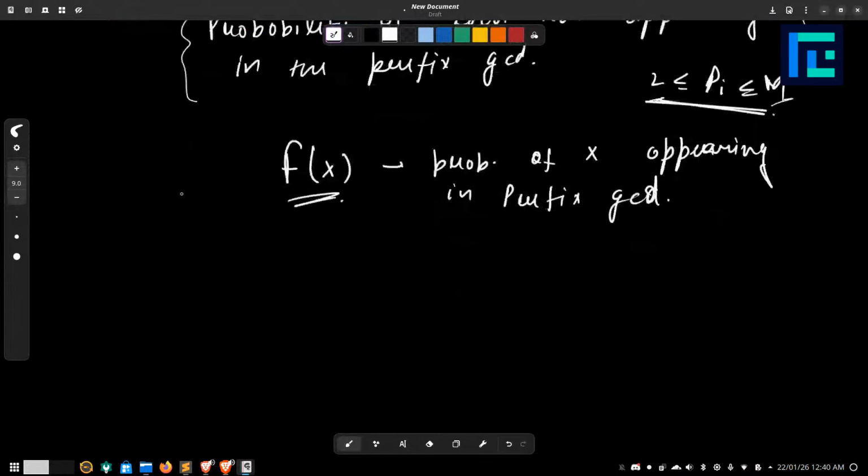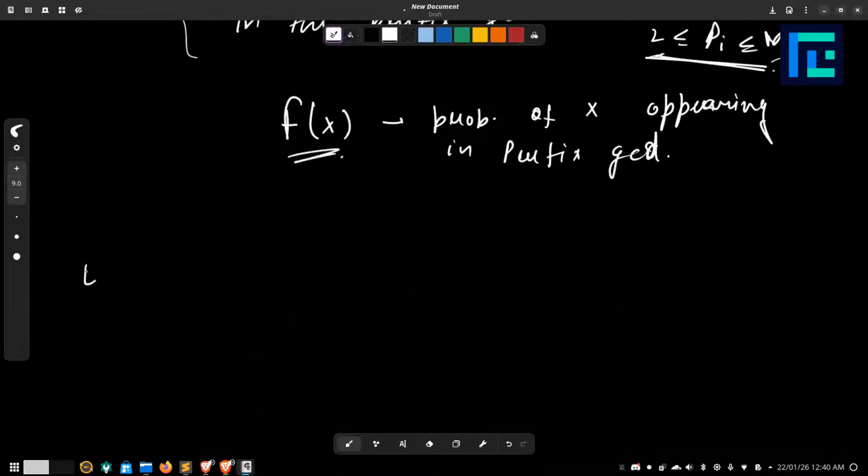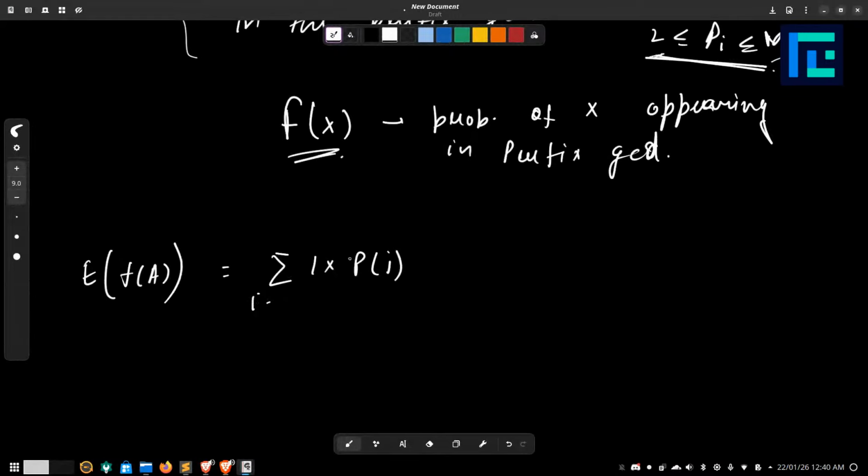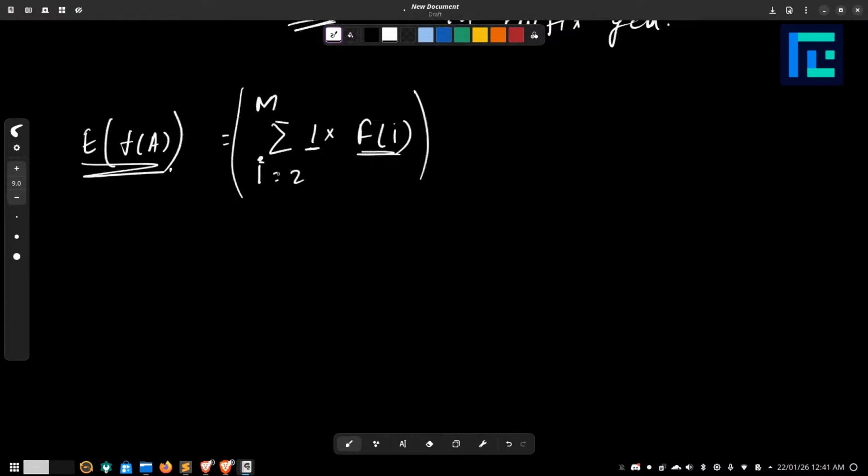what will be the expected value of f of a? The expected value of f of a will be nothing but the summation of 1 into capital F of i, where i is equal to 2 till m. Basically 1 is the contribution of each distinct number, and F of i is the probability of each distinct number appearing. If we take the sum of all that, we'll get the expectation value. So now we somehow need to find F of i.